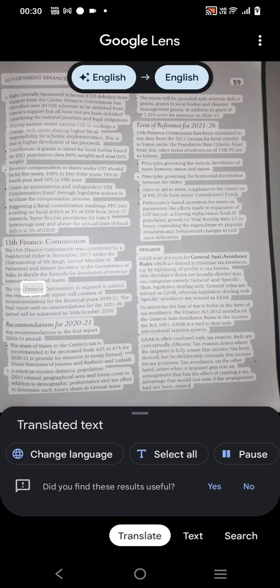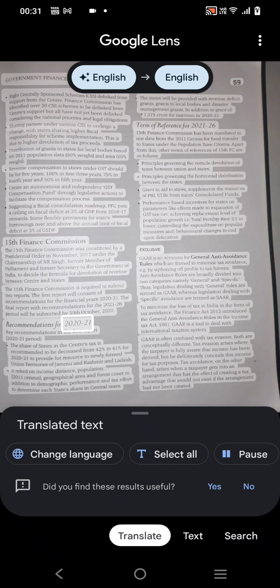The 15th Finance Commission is required to submit 2 reports. The first report will consist of recommendations for the financial year 2020-21. The final report with recommendations for the 2021 to 26 period will be submitted by the 30th of October 2020.